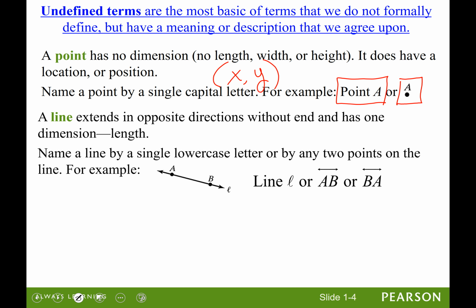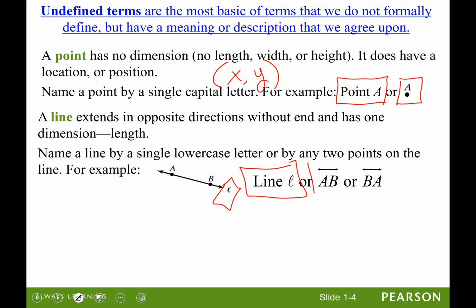Line is the next term. That's undefined. A line extends in opposite directions without end and has one dimension, and that dimension is length. A line can be named by using a single lowercase letter, like this here, line l. You can see it right here on the figure, or by any 2 points on the line.